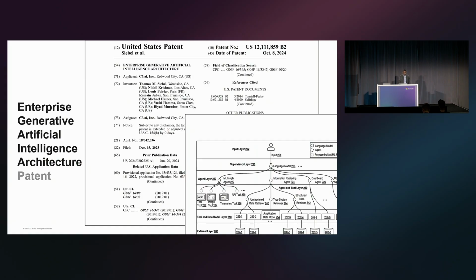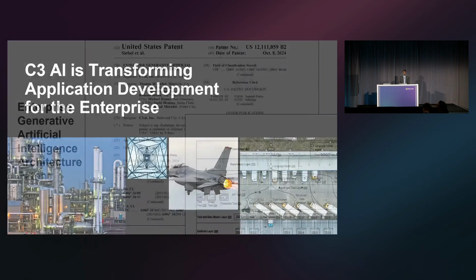So this is a core part of the patent that was granted to us. The patent was granted in 2024. We filed it pretty much in 2022 for agentic AI orchestration for these kinds of enterprise use cases.